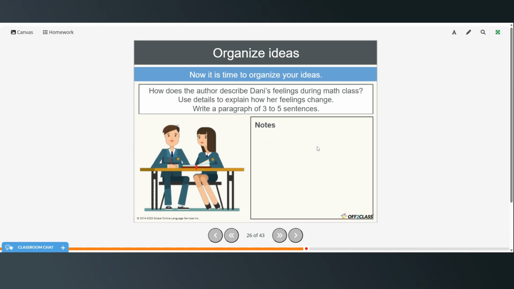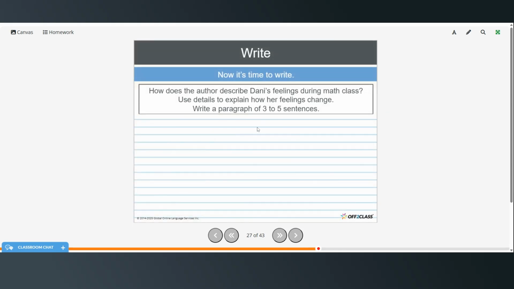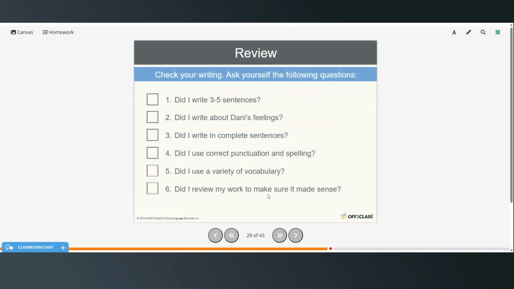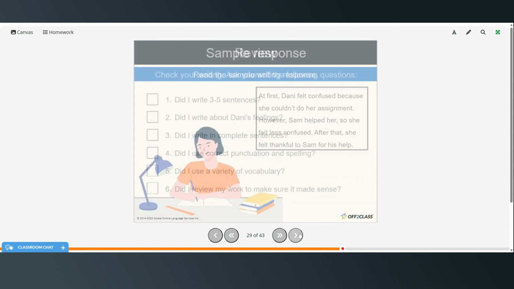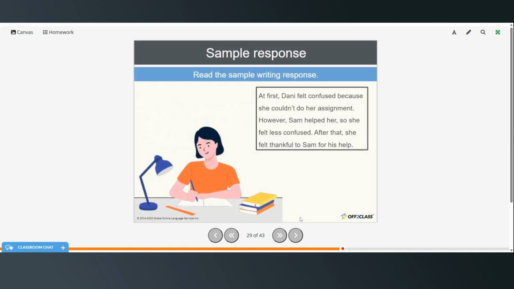Think about any notes that you took while they were reading or you were listening. And then write your 3 to 5 sentences. And finally, take some time to review the items on the checklist. And here's a sample response.